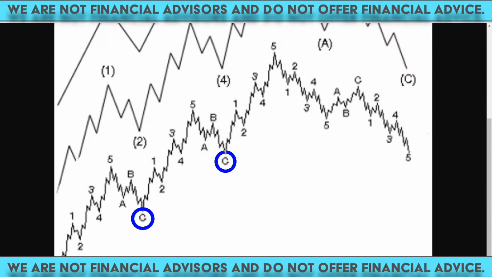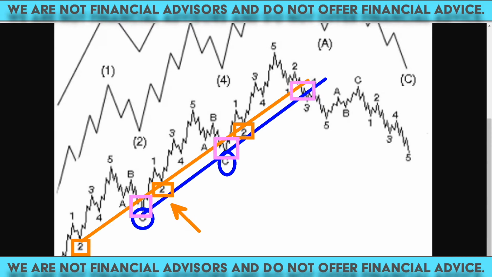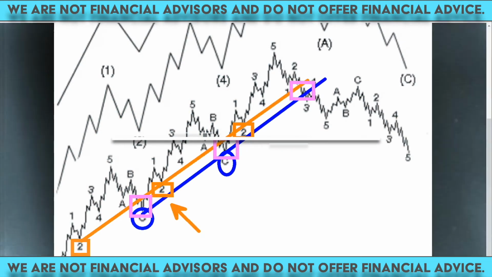So if we take both of these C points and draw a line across, we have a good support line. But if we take the bottom of these three leg 2s and draw it across, it helps us find that entry zone, not just the exact number of what it has to hit.